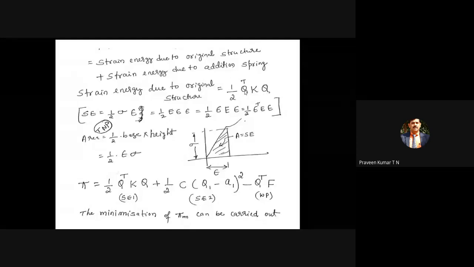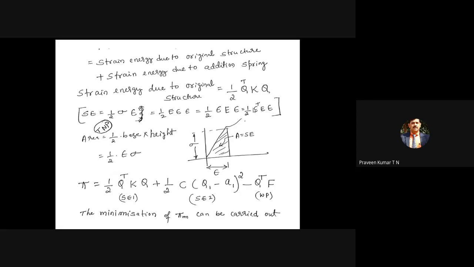So the strain energy stored in the body, I am showing this diagram, the complete finite element analysis based on your simple stress strain curve. The energy stored in the body is nothing but the area of the stress strain curve. The area of the stress strain curve is half into base into height. Base is epsilon, height is sigma. This sigma can be written as E into epsilon. So you can write half into E into epsilon into epsilon, then half into epsilon transpose E into epsilon.